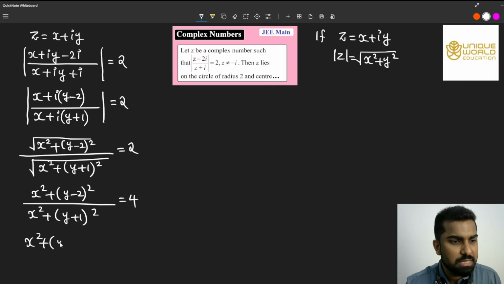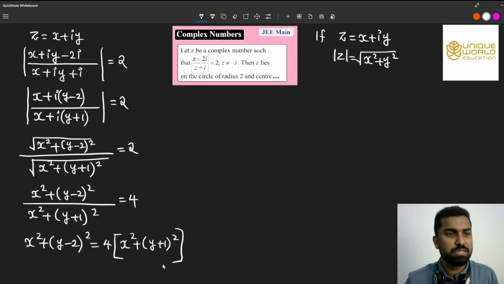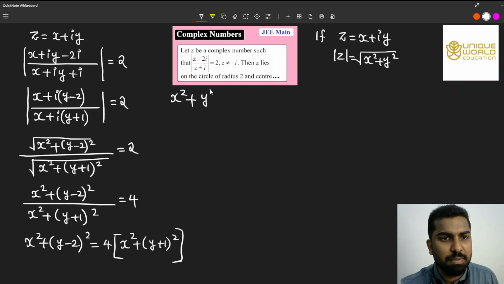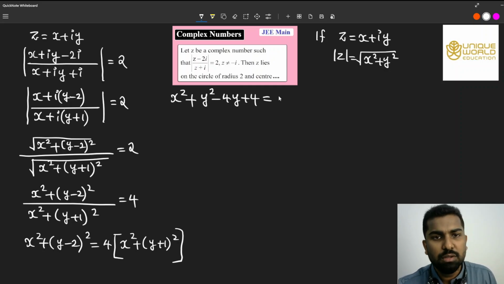So (x² + y − 2)² will be equal to 4 times (x² + y + 1)². Now just expand the given thing. So what we are having here: (x² + y − 2)², a minus b whole square, if I am expanding, it will become y² − 4y + 4. That will be equal to 4 into (x² + y + 1)², if I am expanding, it will become y² + 2y + 1.